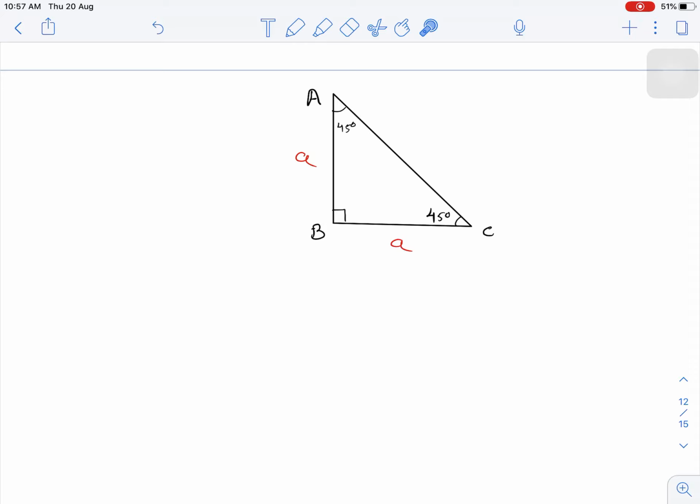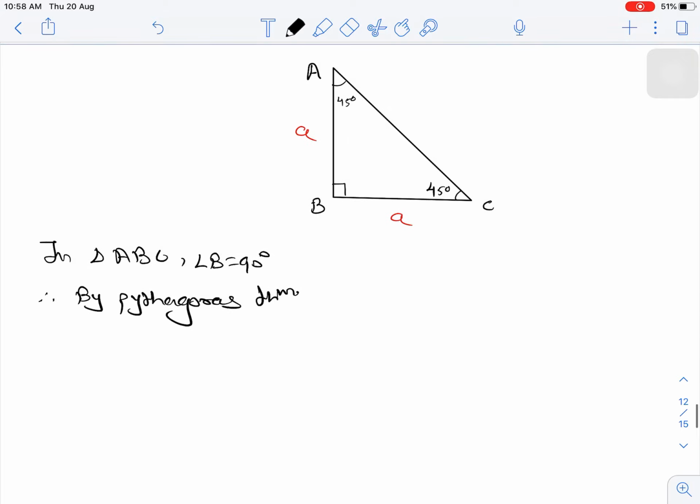Now let us try to find what will be the value of the side AC. How to find it? We can find it by using Pythagoras theorem. So in triangle ABC, angle B equals 90 degree. Therefore, by Pythagoras theorem, we have to find AC square. We know what Pythagoras theorem is.